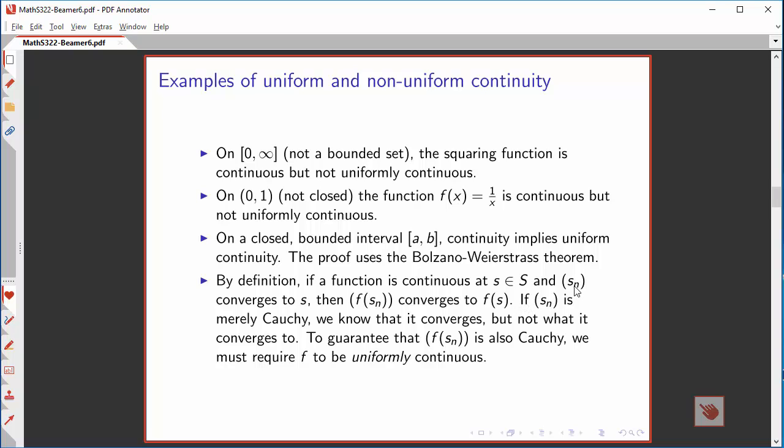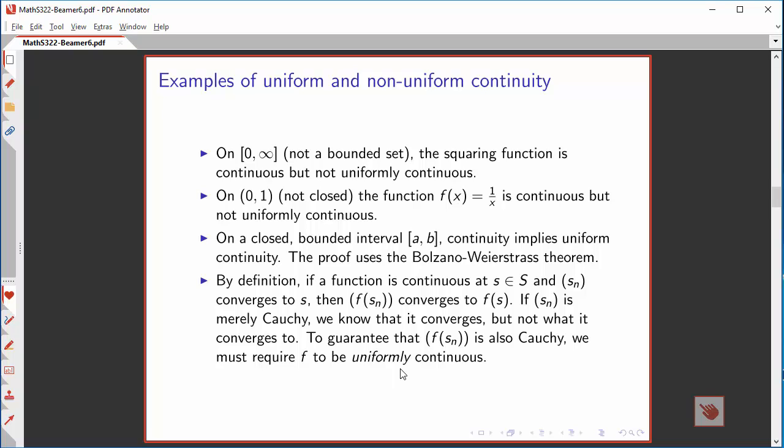Suppose, on the other hand, this sequence s sub n is merely known to be Cauchy. In that case, we know that it converges, but we don't know what it converges to. The interesting result, which we will prove, is that if we want the sequence of function values also to be Cauchy, then we require not merely that f be continuous, but that it be uniformly continuous.